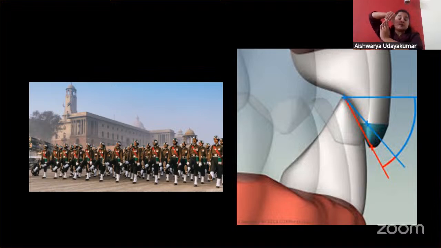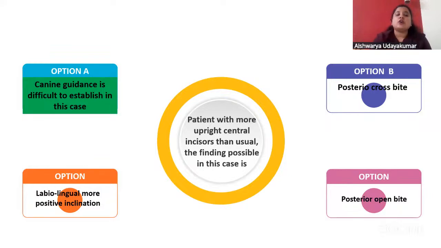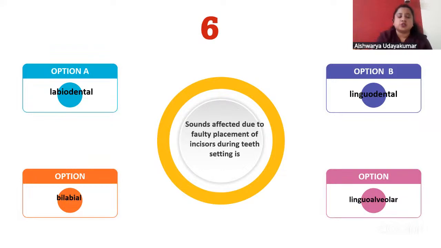This way, the space for the canines is increased. So it is difficult for a doctor to establish what the canine guidance is. To understand that is difficult, and that way, option A is the answer. Now we have discussed two questions on the guidance part. I've told you what an anterior guidance is, how to easily understand which parts affect the anterior guidance, and I've also told you about canine guidance.